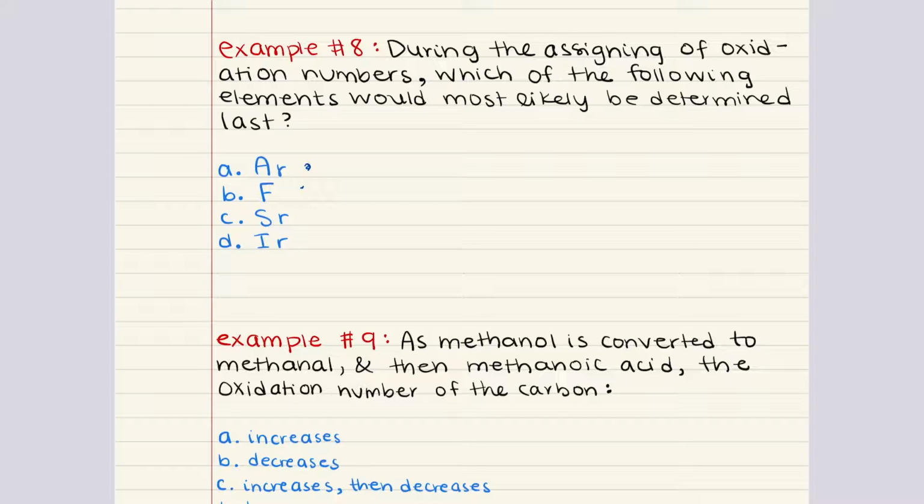C says strontium. Strontium is an alkaline earth metal with a fixed oxidation state of +2 in compounds. This makes it straightforward to assign its oxidation number early in the process. And again, this is not what we're looking for. D says iridium. This can exhibit multiple oxidation states from -3 to +8. And so due to its variable oxidation states, the assignment of its oxidation number often depends on the oxidation states of the other elements in the compound. Therefore, it's usually determined last. And that makes the correct answer for problem 8, answer choice D.